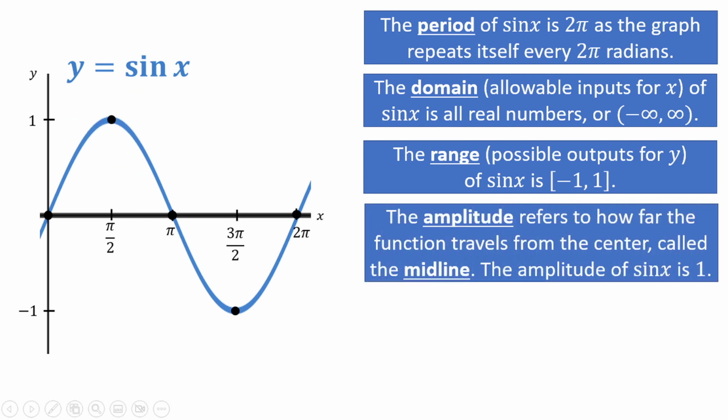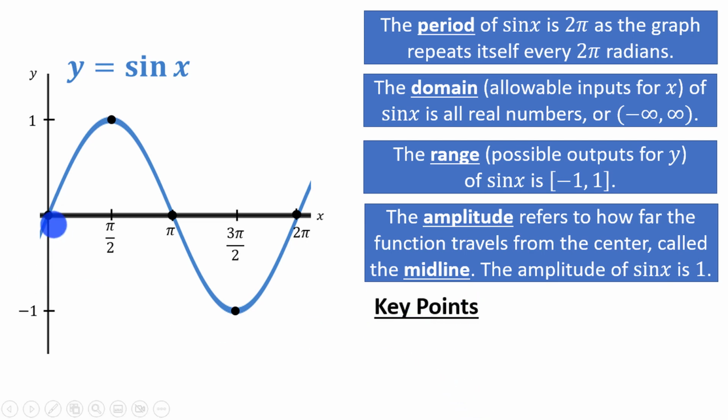The amplitude is a term that refers to how far the function travels from its center, which is called the midline. In the untransformed sine function, the midline would be the x-axis. So the distance that we travel from the midline of the x-axis is just 1 unit. We either go 1 unit above or 1 unit below, which means that the amplitude of sine of x is just 1.